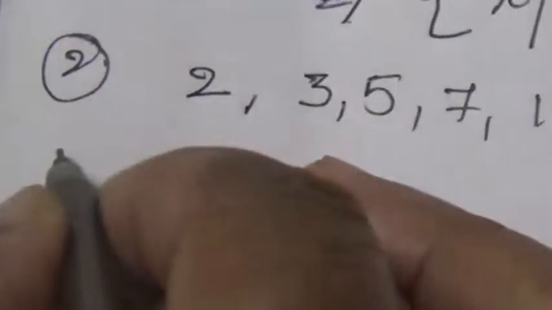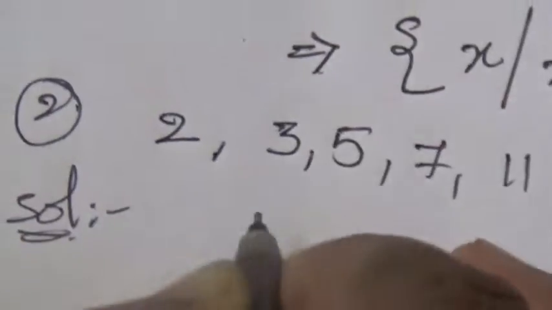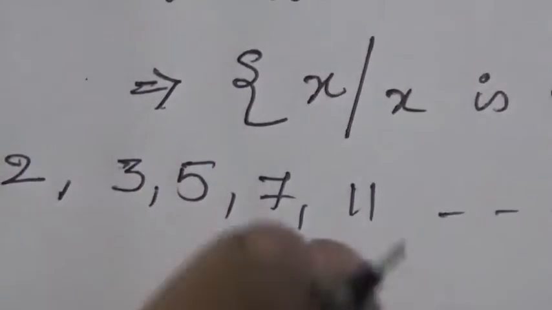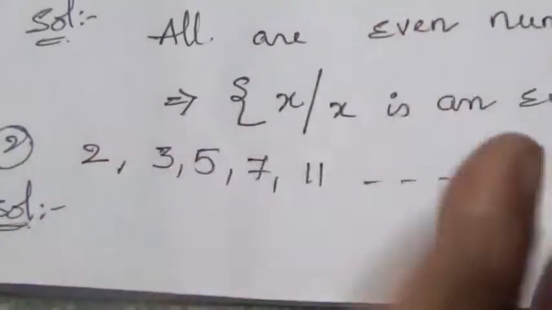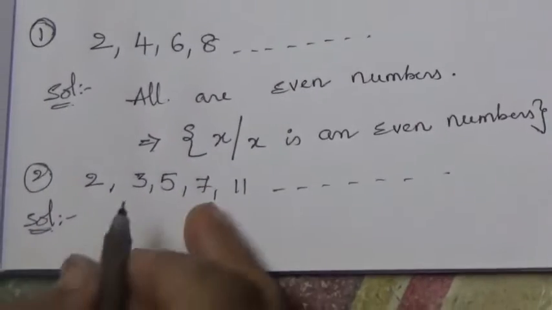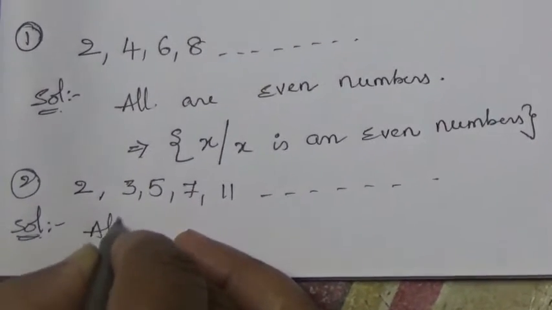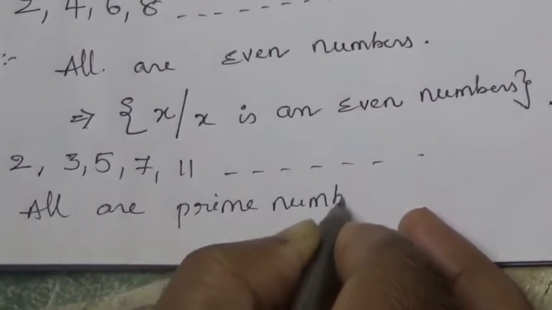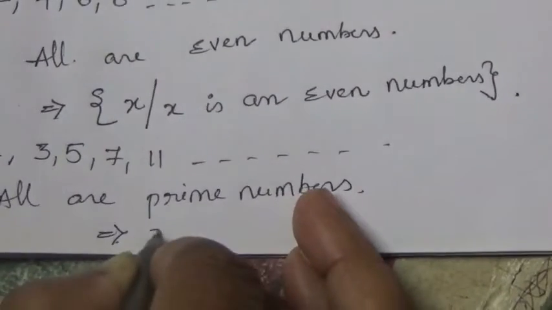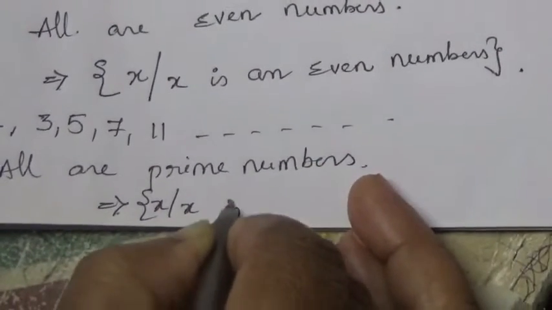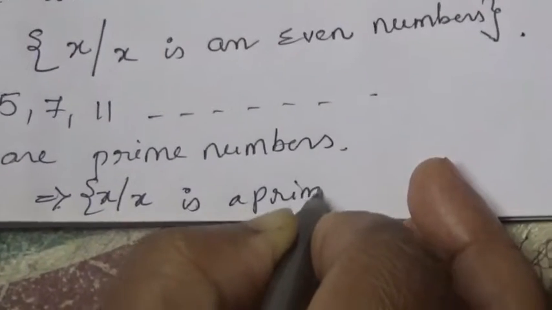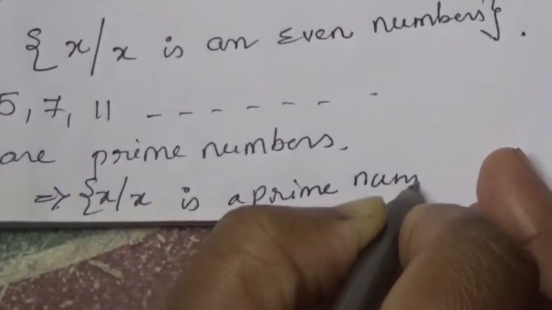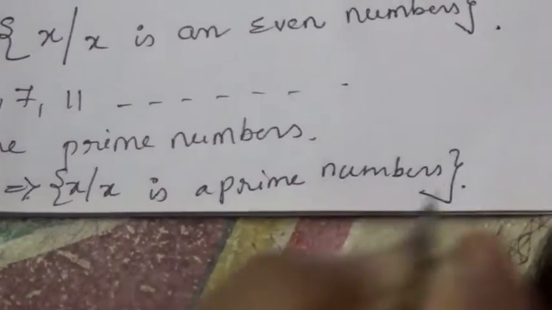Prime numbers. Already I said yesterday about the prime numbers. Prime numbers have only two factors, that is 1 and itself. Only these numbers have only two factors. That is the common property: all are prime numbers. That is x such that x is a prime number. It is the common property. Okay, let's go to the third one.